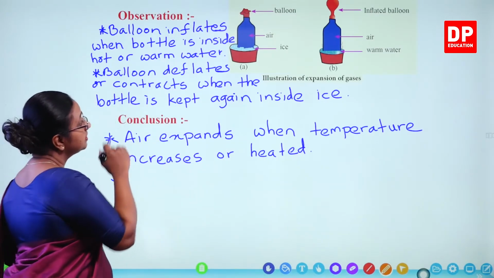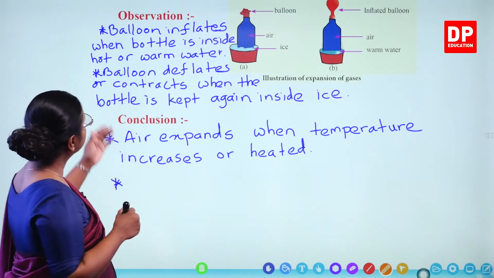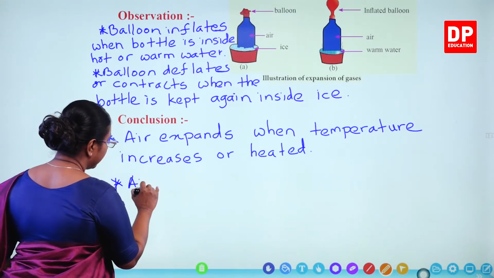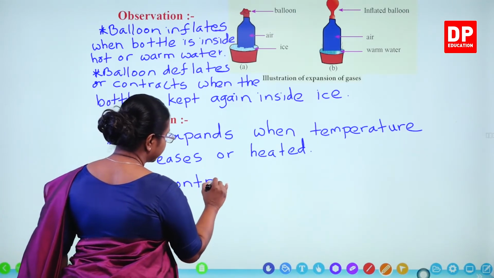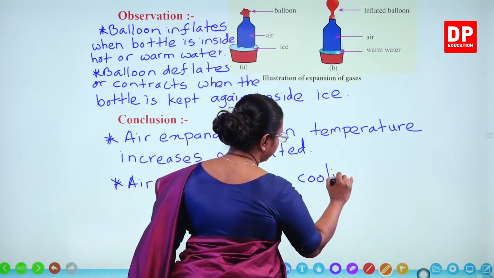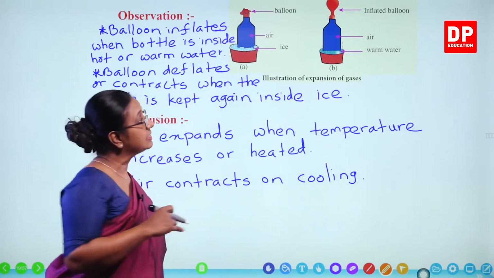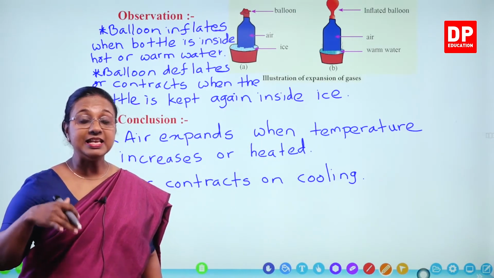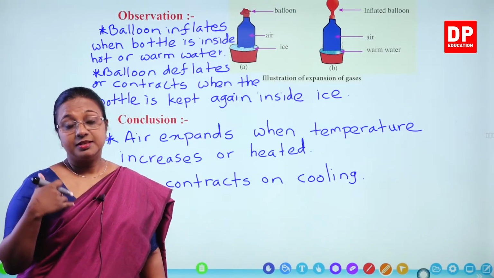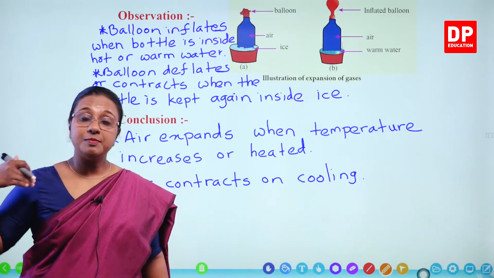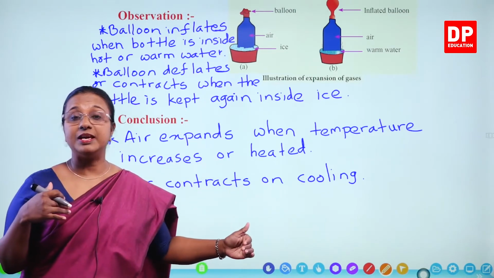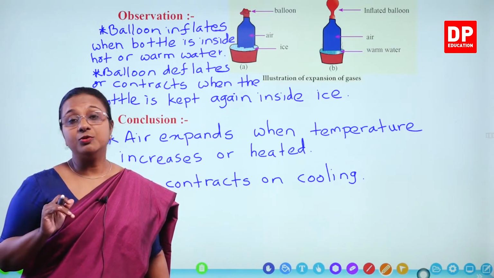Then what was the second observation? That is the contraction of air on cooling. So here we can say air contracts on cooling. When we place the glass bottle inside ice again, the bottle becomes cool first, then due to the transfer of heat from air to the bottle back to ice, the air inside also cools down. Because of that, the volume decreases and then the balloon deflates.